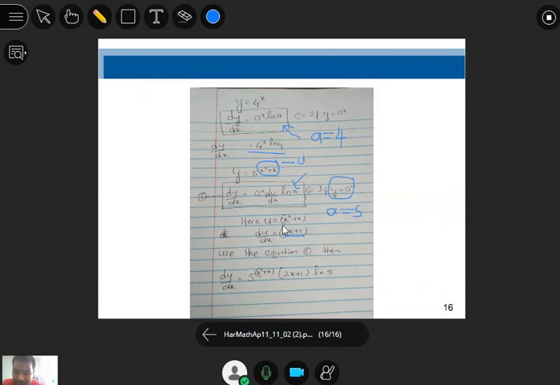Now we can substitute one by one. a to the power u is 5 to the power x square plus x, and du over dx we already calculated, it is 2x plus 1, and ln a is ln 5.